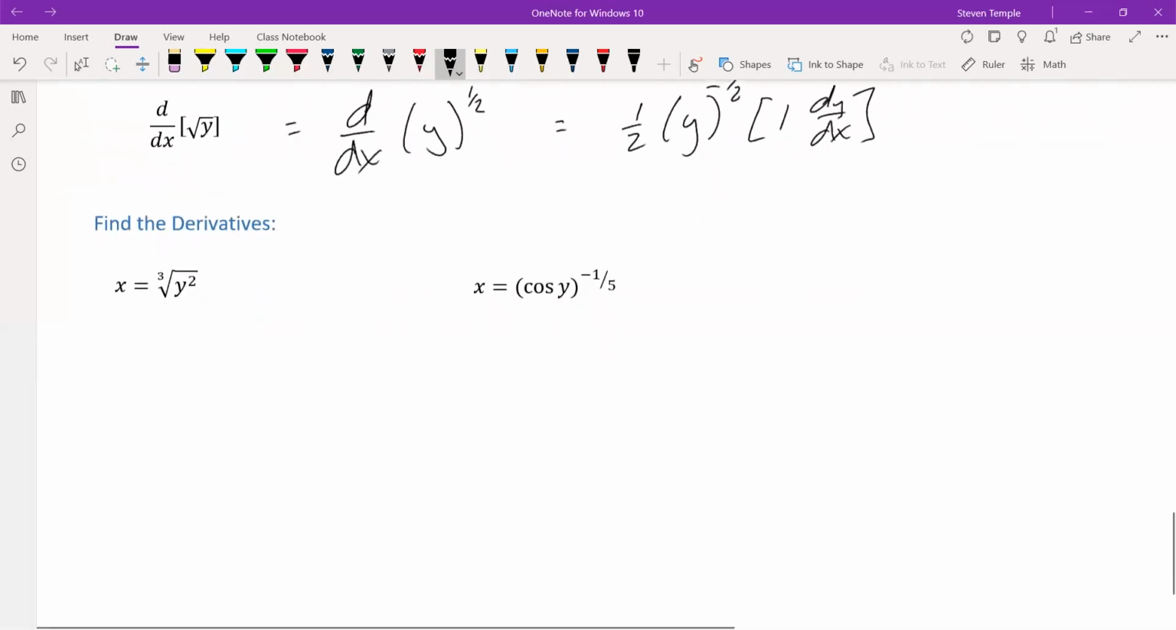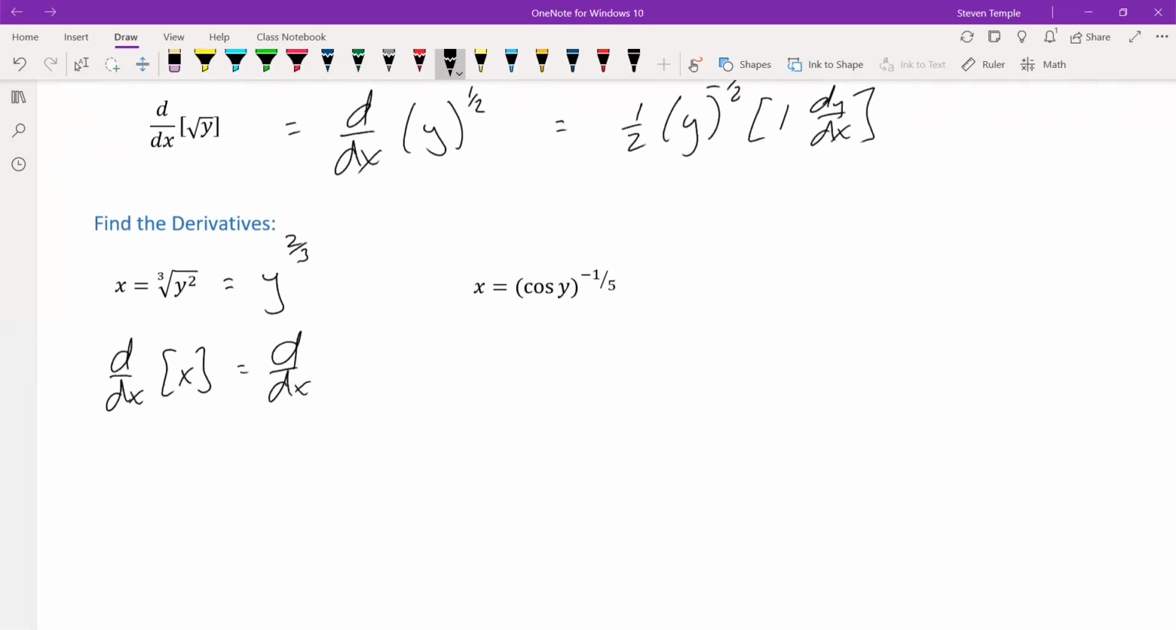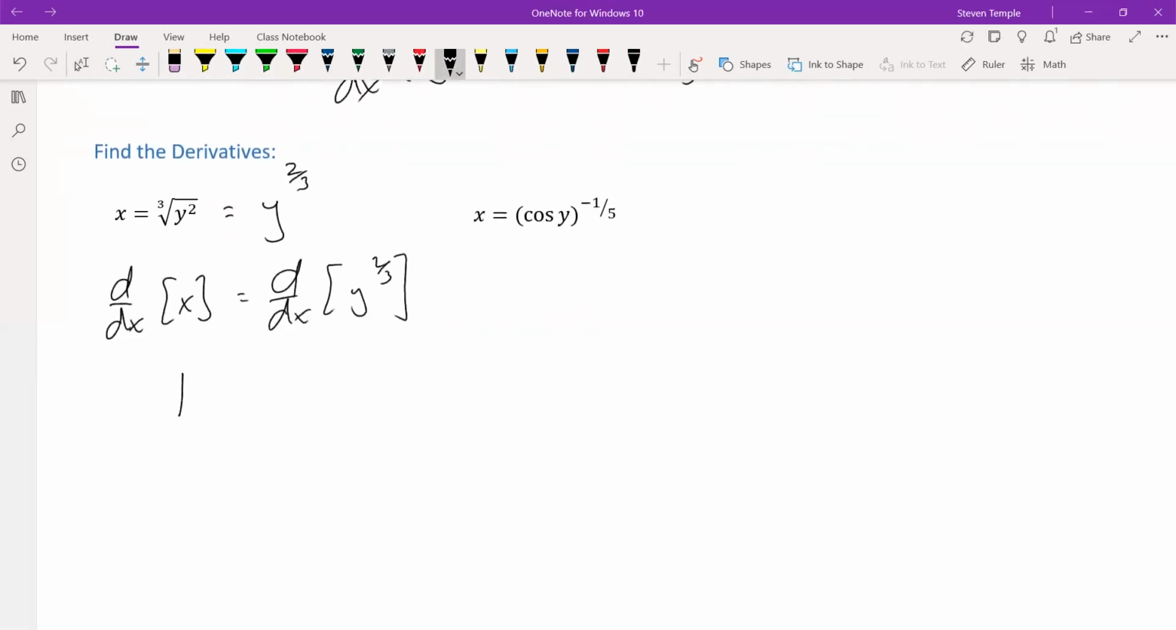So if you take a look at my next two examples here, I'm going to rewrite my cube root of y squared as y raised to the 2/3. And I'm going to take the derivative of both sides, and I'm showing you all the steps in between here. The derivative of x is a 1. The derivative of y to the 2/3 would be 2/3 y. Subtract 1 would be negative 1/3. Don't forget to take the derivative of y, which is dy dx.